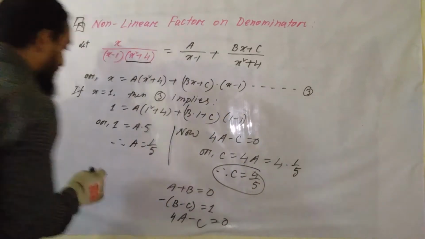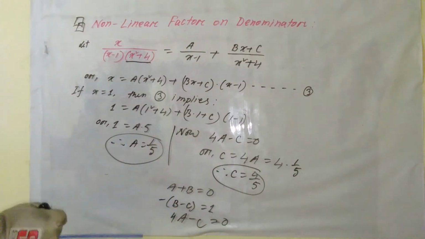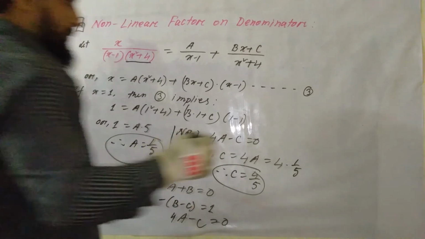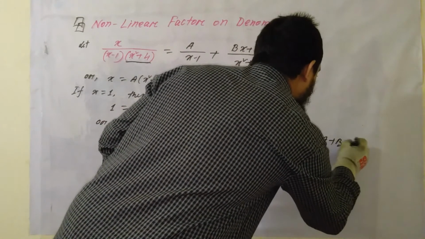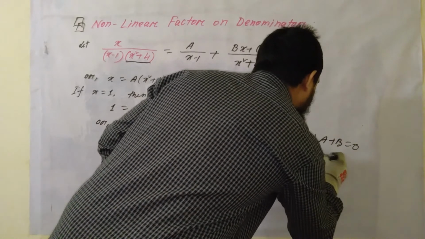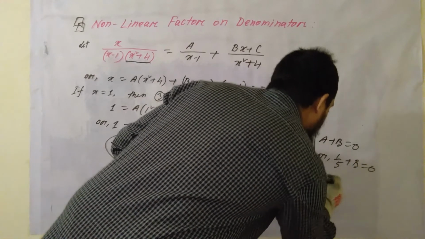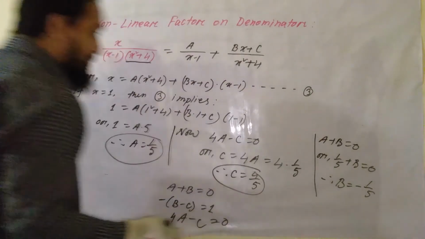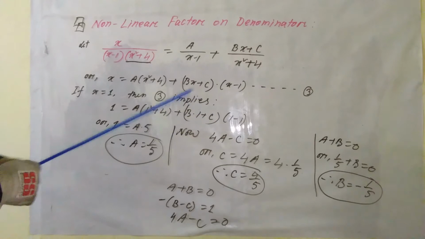So we get the value of c, we get the value of a. All we need to do is find the value of b. We can find the value of b using this equation. Here a plus b is equal to 0. So the value of a is 1 by 5, plus b is equal to 0. Therefore b is equal to minus 1 by 5. That means b is just the additive inverse of a.